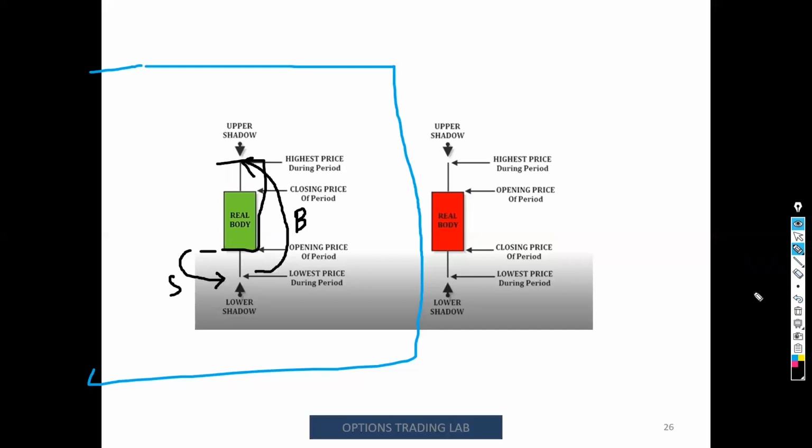Here, the buyers were not able to close the price there. And again, sellers stepped in and they pushed the price to this level and the candle closed here. So on a buying candle, on a bullish candle, opening is at the low and closing is at the high. That means increase in price. A bullish candlestick shows an increase in price.